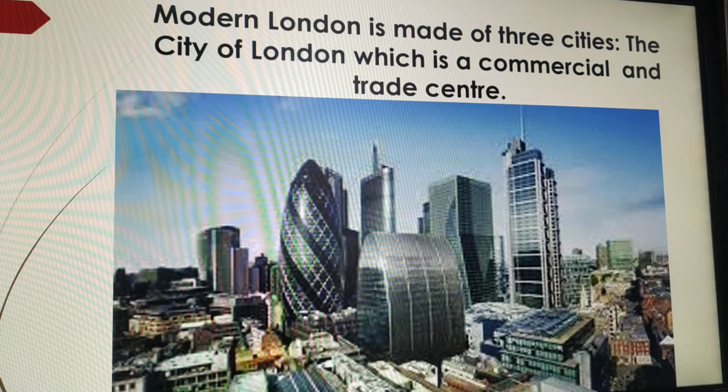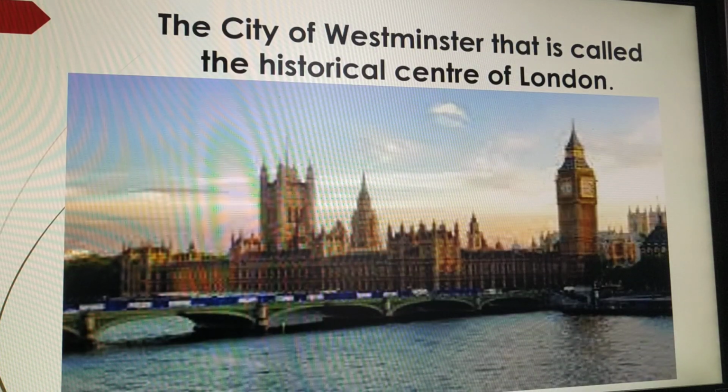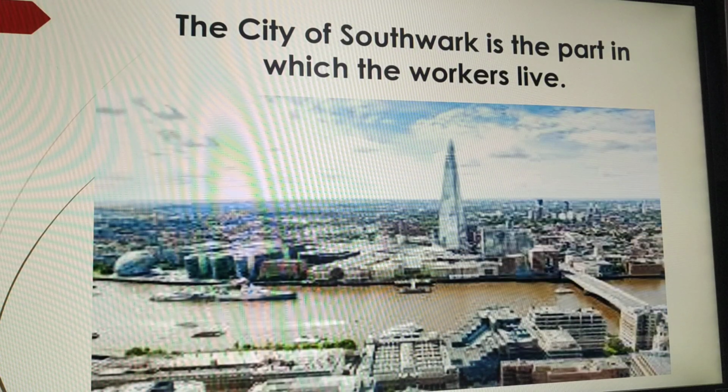The first one is the City of London, which is a commercial and trade center. And here you can see a picture of the City of London. The next city is the City of Westminster, which is called the historical center of London, with lots of historical places and famous parks. And the City of Southwark. It is the part where workers live.